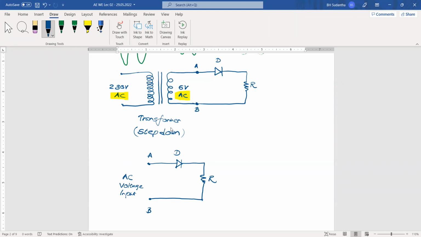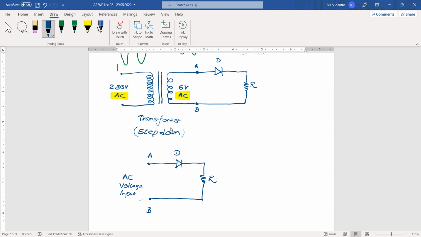But it doesn't mean all the time we need the step down transformer to have this voltage reduction. Whatever the way, anyone can do this reduction. And after that, this circuit block can be used for this AC-DC conversion, that is rectification. And this half wave rectification can be done by this circuit. Then any AC voltage input can be given here. It does not necessarily come from a transformer, but a transformer is one of the sources which can provide these low AC voltages here.